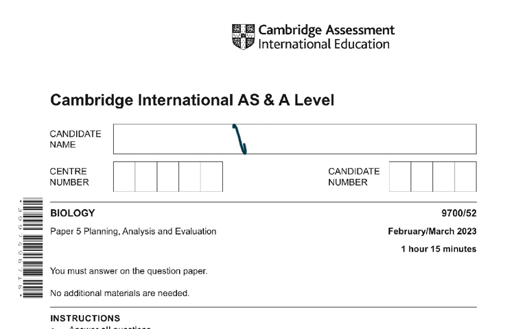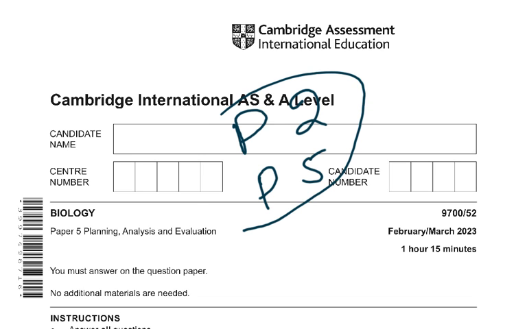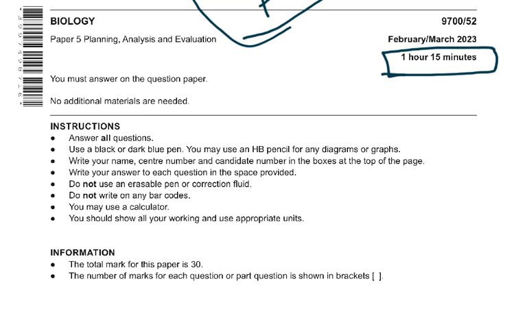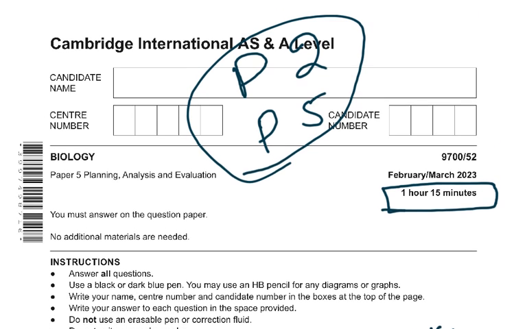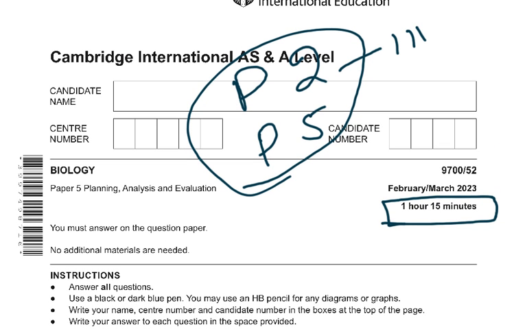Now, as we all know, this is on the same day as paper 2, so your paper 2 and paper 5 are going to be on the same day, and this is for 1 hour 15 minutes. Now, you've got to understand this is 1 hour 15 minutes, but this is only and only for 30 marks. Now, if you look at your paper 2, the paper 2 is also for 1 hour and 15 minutes, but that is for 60 marks. So please remember your paper 5 is only for 30 marks.